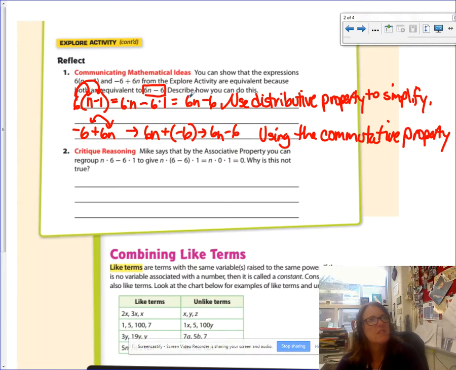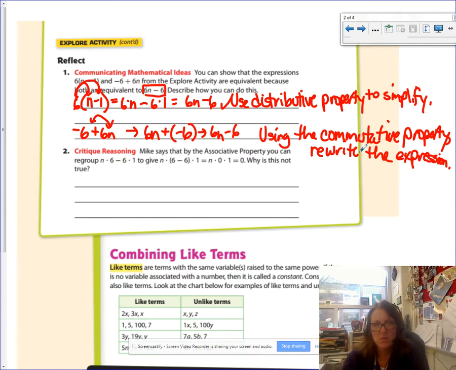Ta-da. Okay, let's see. So I suppose I should put this in the same sort of method or make it a full sentence. Using the commutative property, rewrite the expression. Now, I also happen to use the idea that adding a negative number is the same as subtraction. So that's kind of using the definition of what subtraction means, adding the opposite. I'm just kind of doing it in the reverse order.